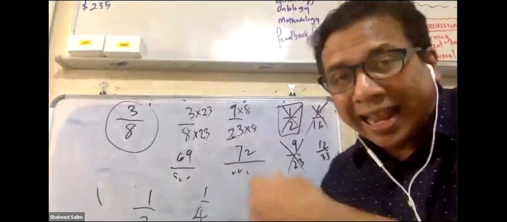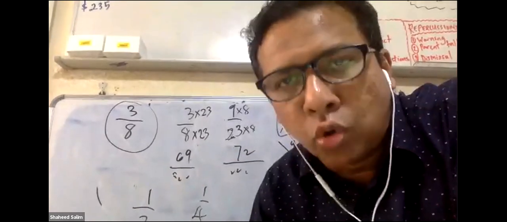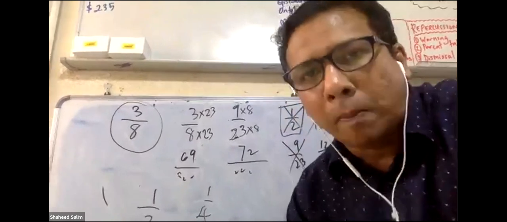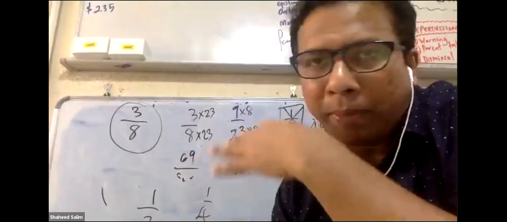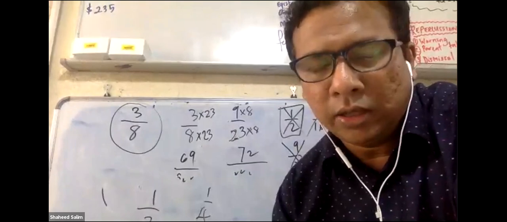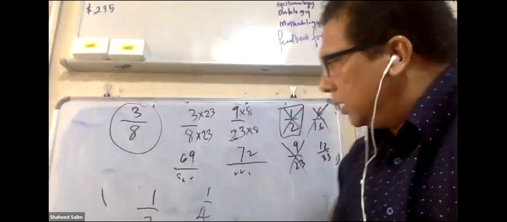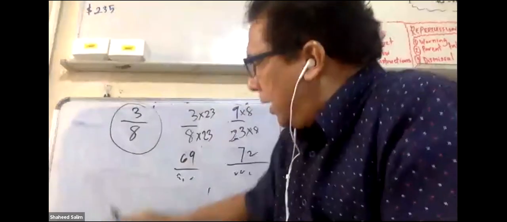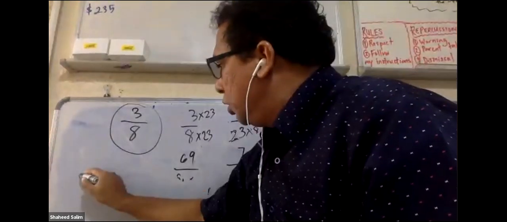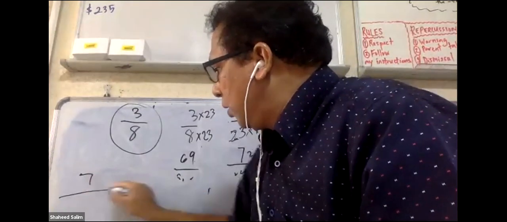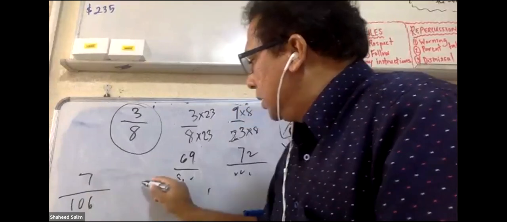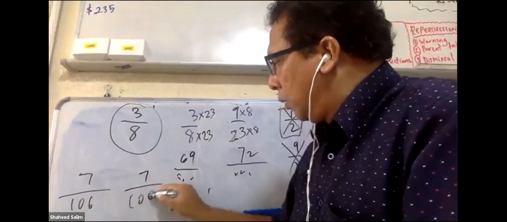But I showed you one other method. Sometimes in paper 1, you don't have enough time. So instead of comparing the same denominator, you compare the same numerator. Let me test you. You got the same numerator, let's say 7 over 106 and 7 over 100.